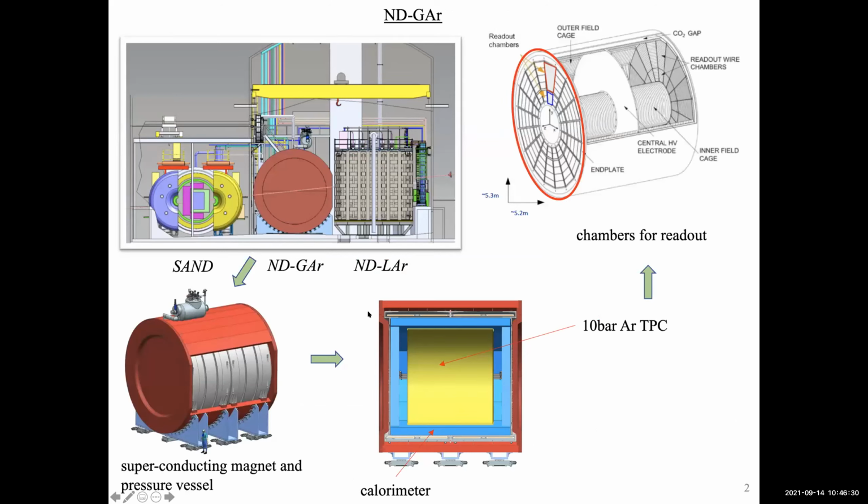So how do we plan to build ND-GAr at the moment? It's a complex system. We want to have a pressurized TPC at the core inside a high pressure vessel. And this high pressure vessel is at the same time the cryostat, so it serves this dual function. And inside the pressure vessel, there is the TPC, I just said, and then the calorimeter.